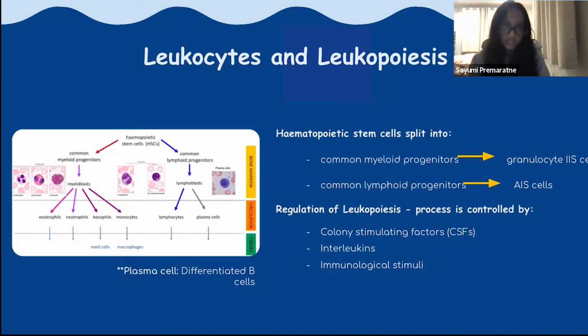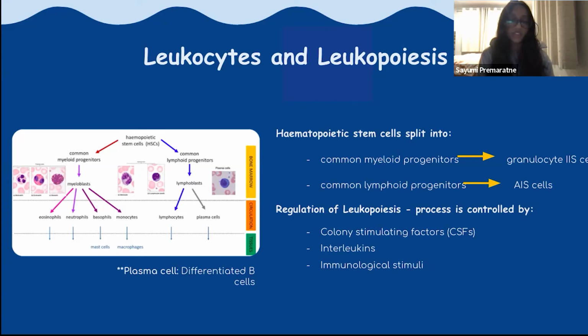The regulation, so what controls the process of hematopoietic cells becoming either one of myeloid or lymphoid progenitors and then its end cell type? That's controlled by 3 factors. So colony stimulating factors is the first one. They're just glycoproteins that stimulate leukopoiesis. That's pretty much the most in-depth you'll have to know for that.